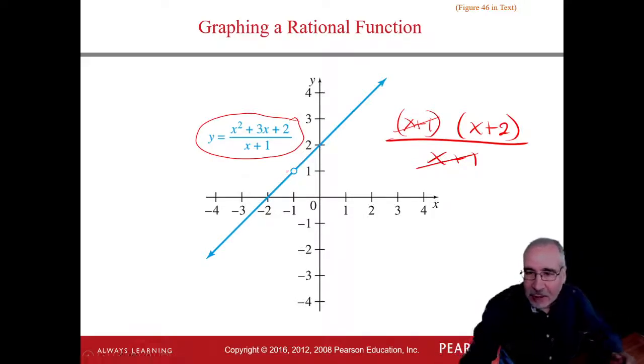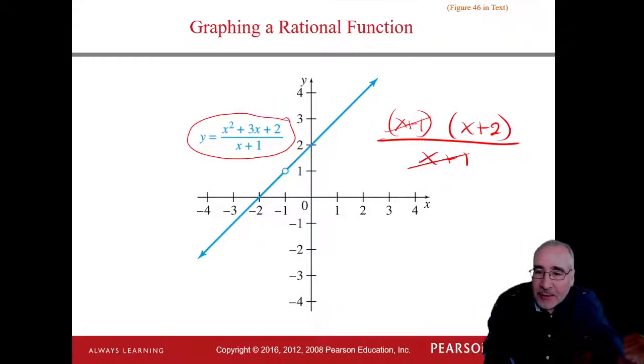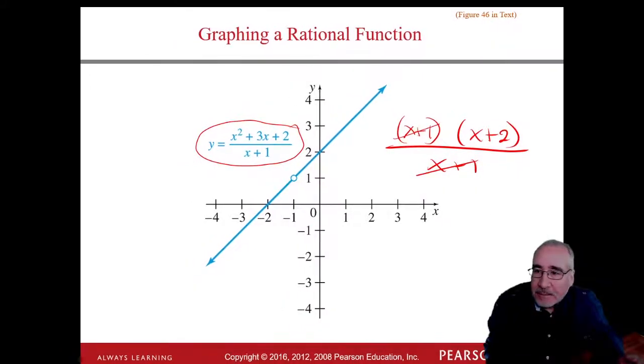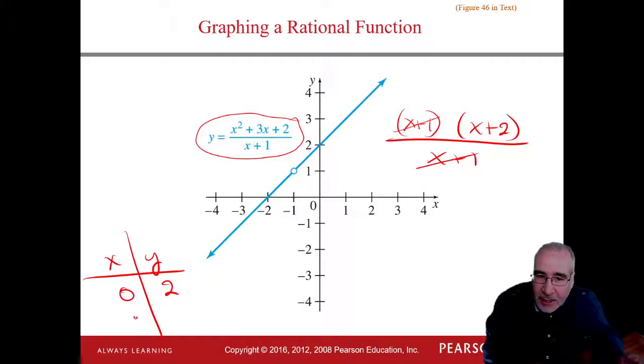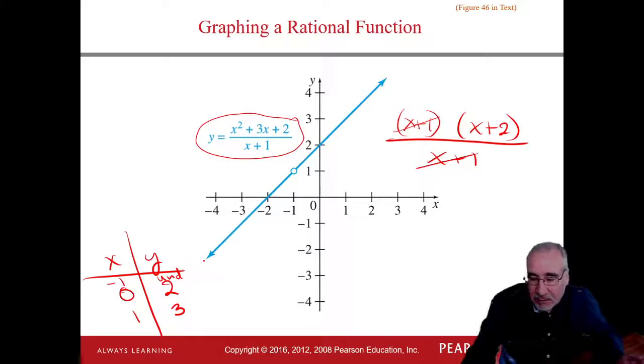It looks like just the line x plus 2, but if you look in the table of values, we'd have x, we'd have y, and it would look very much like x plus 2. So at 0 it would be 2, at 1 it would be 3, but at -1 back here you would see error or undefined, because that's what it is. Okay.